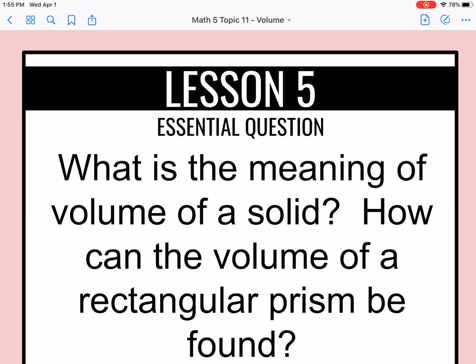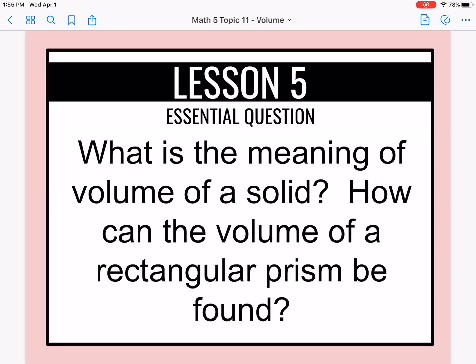Lesson 5. What is the meaning of volume of a solid? How can the volume of a rectangular prism be found? So we have learned volume equals length times width times height. We have found that volume can also just be the base times the height, if they've already found that for you. Volume is always found in units cubed.